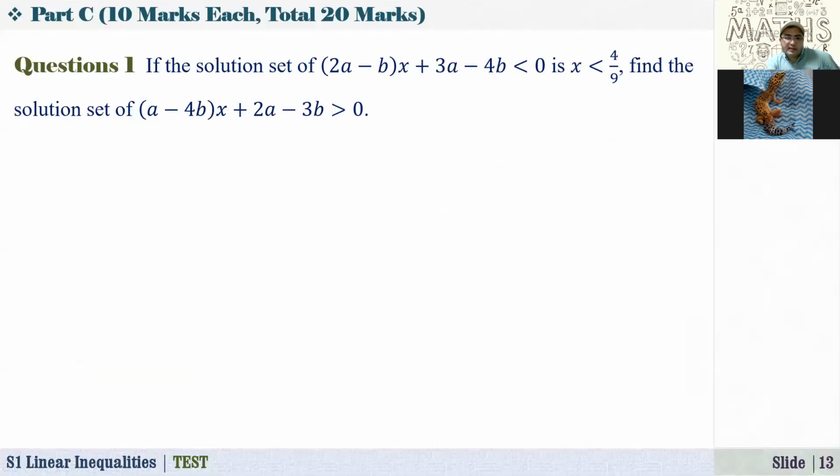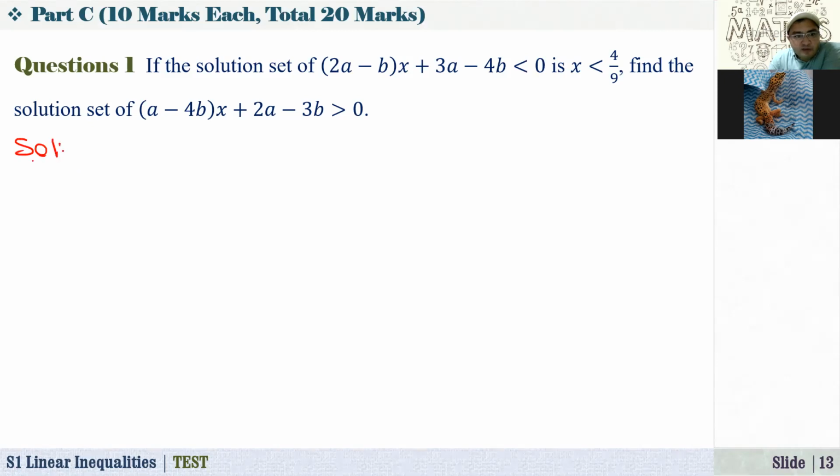If the solution sets, that's part C, they are a little bit harder questions. If the solution set of (2a minus b) times x plus 3a minus 4b less than 0 is x less than 4 over 9, find the solution set of this inequality. Of course, these a and b are parameters, or let's say letter coefficients.